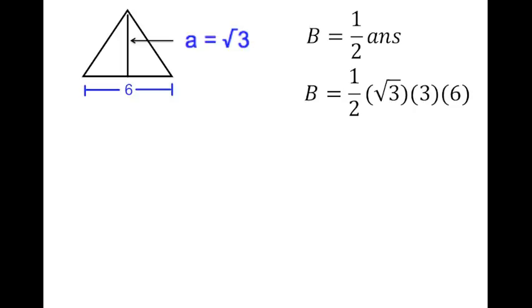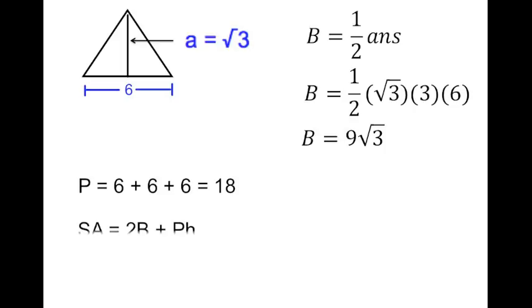So our base is 1/2 times radical 3 times 3 times 6. That will give us 9 radical 3. Now, that's just the area of the triangle of the base. We still need perimeter, which is easy. We can just add up all the sides. So we get 18. And now we can go back to our surface area formula.